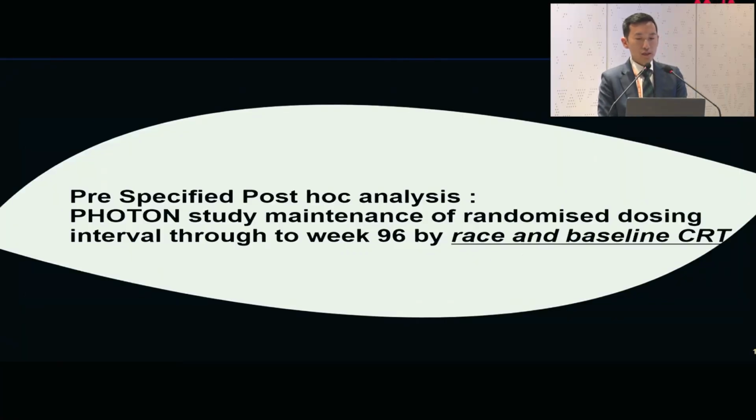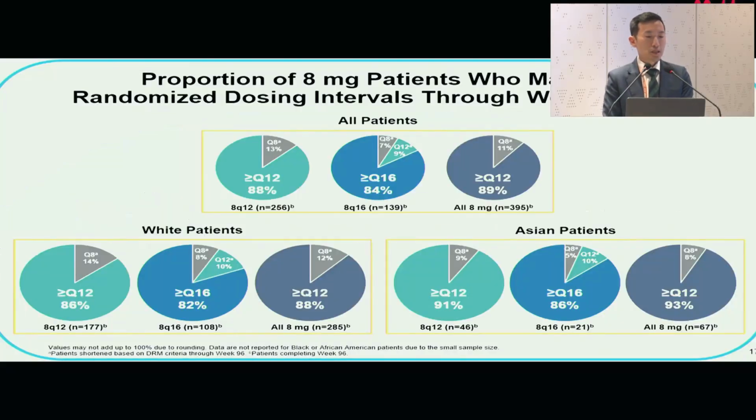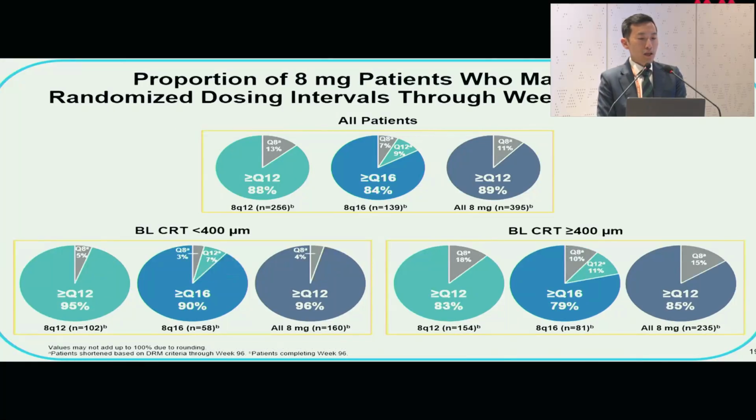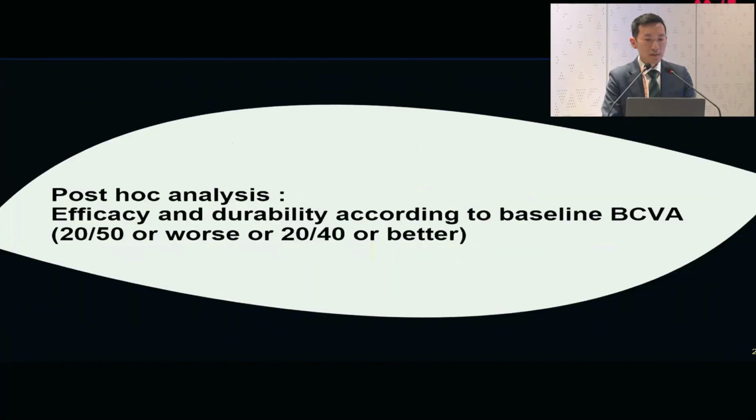So let's look at the treatment intervals at week 96, again by these baseline characteristics. Again, similar by race, so a large proportion of patients having their long intervals and very similar to all patients. And if you look here at CRT, again, very similar to what we saw, those with lower CRT at baseline had numerically larger proportion of patients with long intervals at week 96.